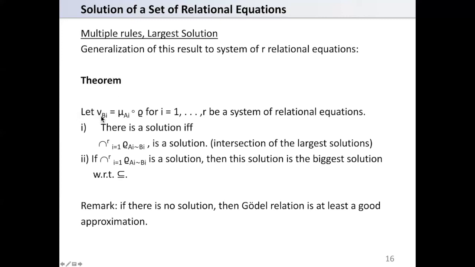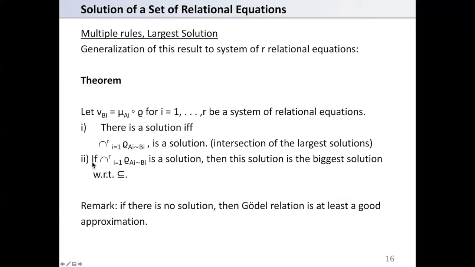Let membership on BI equal membership on AI composition with rho. This is the relation that we are trying to find out. For I from 1 to R, be a system of relational equations. There is a solution if and only if the intersection of the Gödel relations on AI, BI is a solution. That is the intersection of the largest solutions.